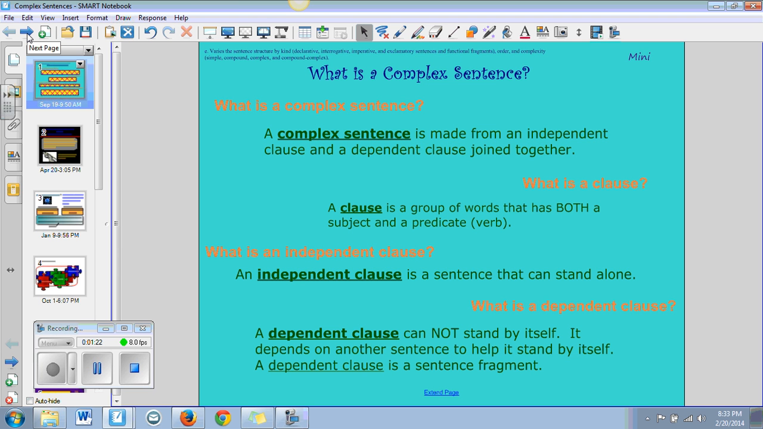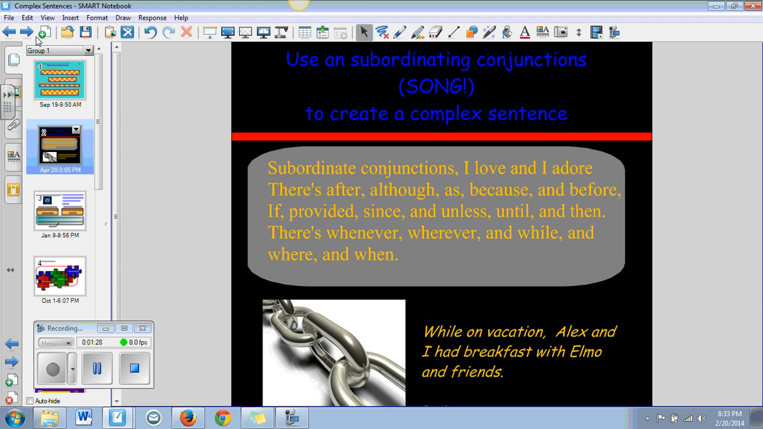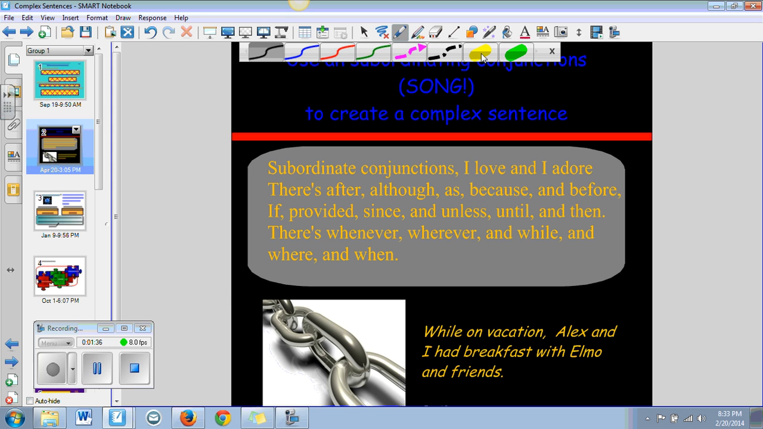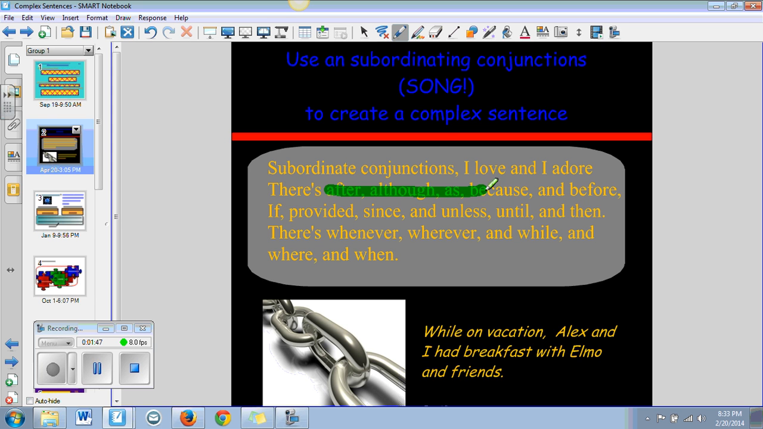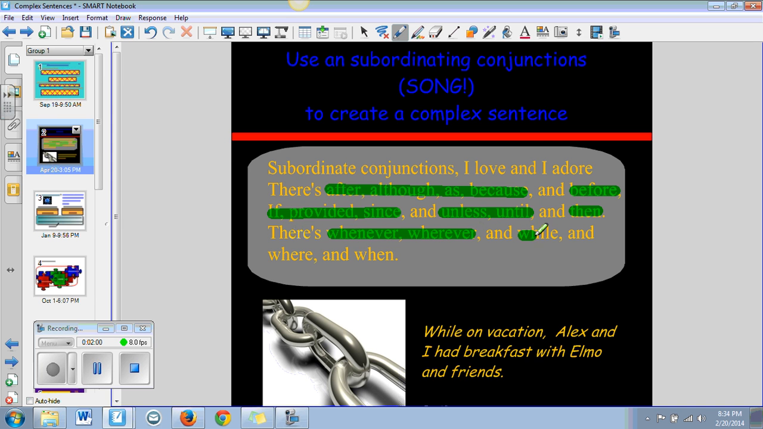So we may think, okay, well, what's going to make something dependent? Well, there's one little word, and those words are subordinating conjunctions. Now remember, we've already learned this song about our subordinating conjunctions. And I'm going to save myself the embarrassment by not singing this song for you on the video. Please remember, our subordinating conjunctions are the words that I am highlighting for us. When I add these words to a clause, it makes it dependent. It cannot stand alone anymore.